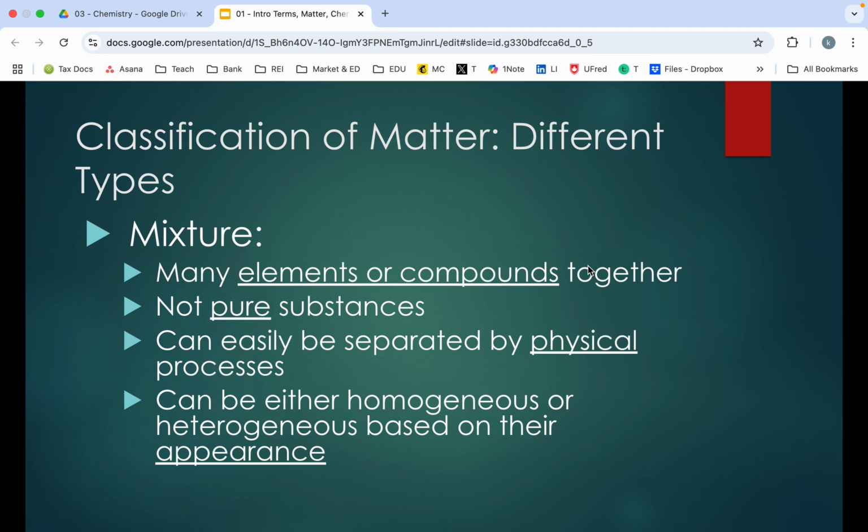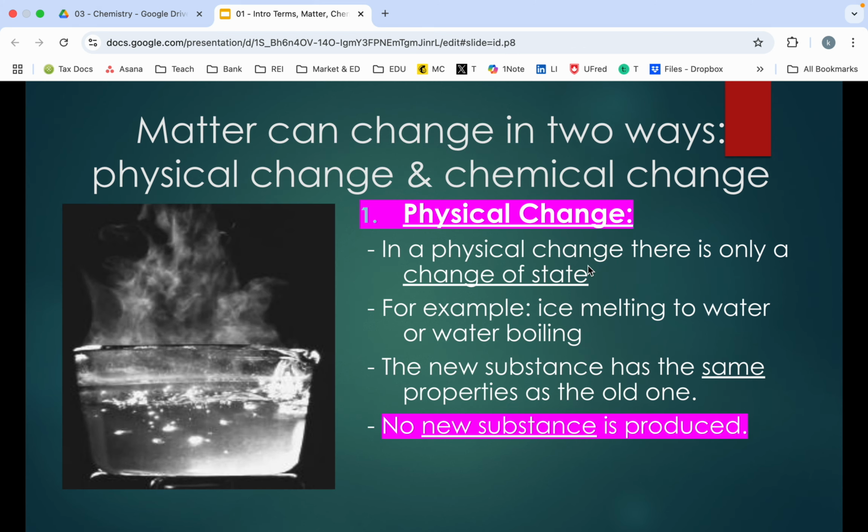But it can look both ways. This can be easily separated out through a physical process, like I said, and that is a mixture. So you've got your 3 definitions added. Anything you see highlighted in pink on this is important. So matter can change in 2 ways. We've got 2 kinds of change, physical and chemical change.